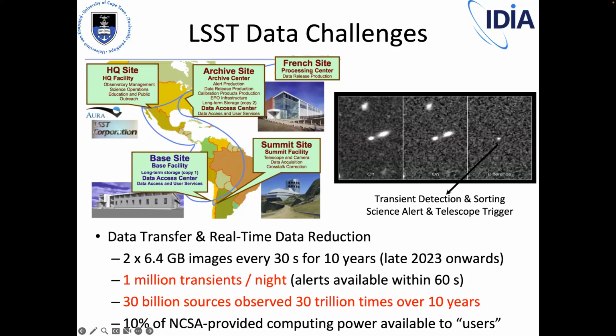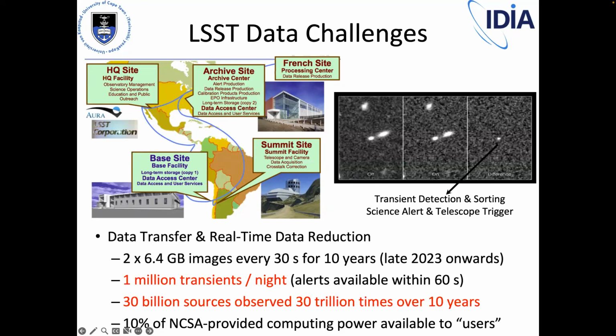That's a problem that has been tackled with a number of automated tools that we're trying to test before LSST comes online. And at the end of the day, you will have something like 30 billion sources, most of them stars within our own galaxy, a few billion, and the vast majority will actually be galaxies outside our own Milky Way. So some 30 billion galaxies observed some 30 trillion times over 10 years.